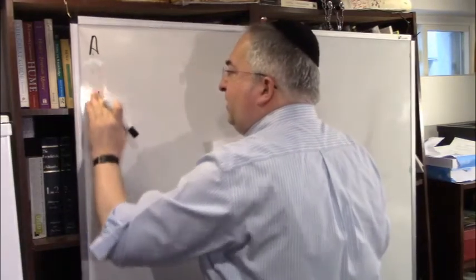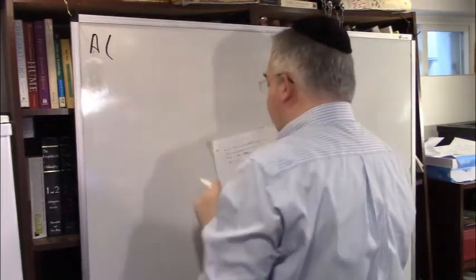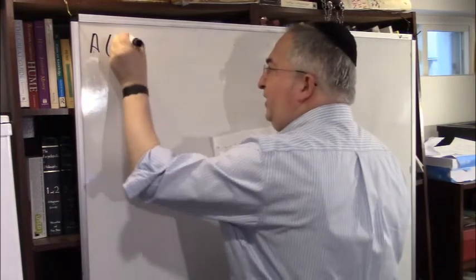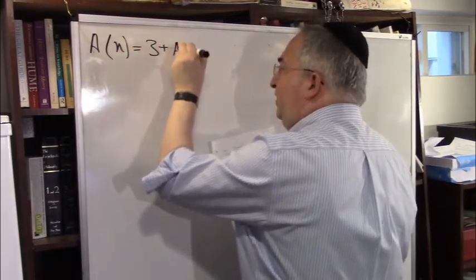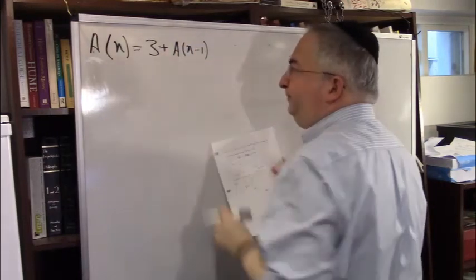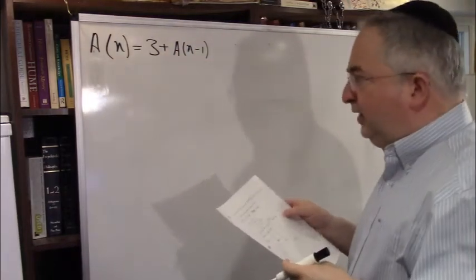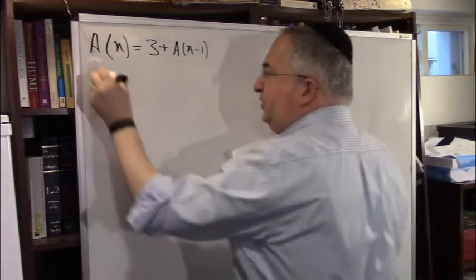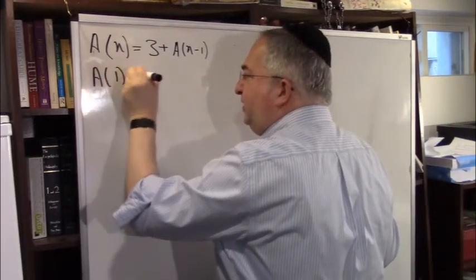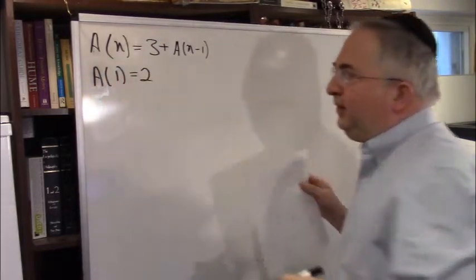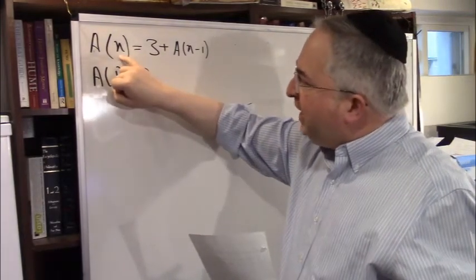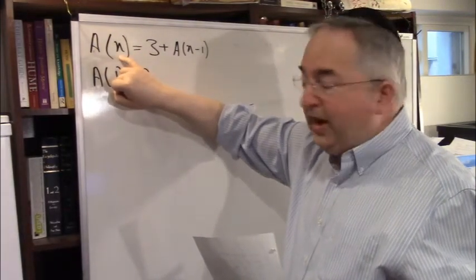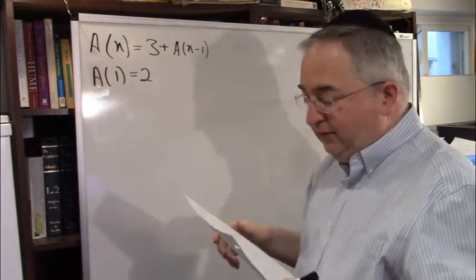A is as follows. It's a recurrence formula that says A of n is equal to 3 plus A of n minus 1. But I need a base case also, so we say the base case is A of 1 is equal to 2. So again, this is a recurrence formula because what A of n is equal to depends on previous values.